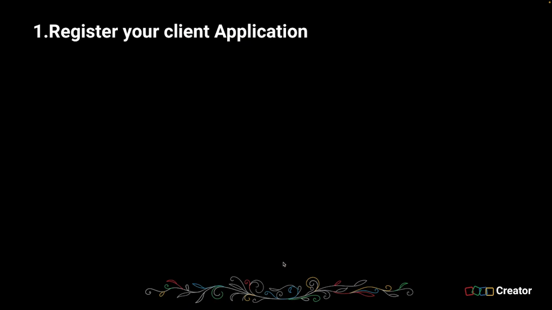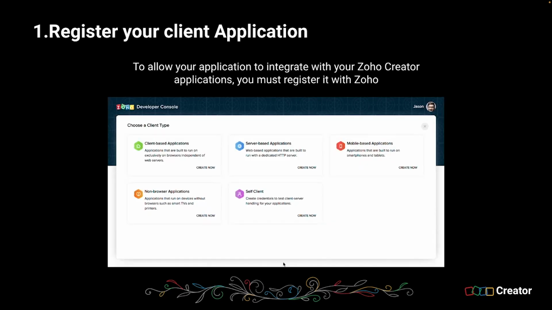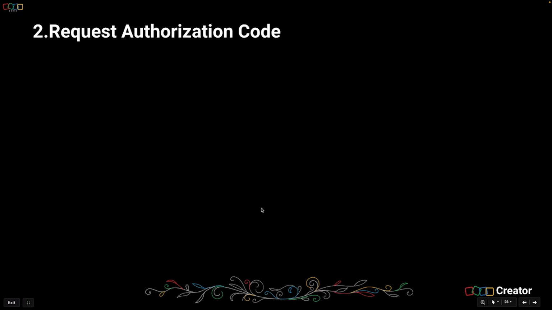First is to register your client application. In order to allow any third-party applications to integrate or communicate with Zoho Creator, you must register it with Zoho. To do the registration, we make use of the Zoho Developer Console, where you can do a self-registration. Since the Zoho Creator application is going to be used, the client type of self-client can be used.